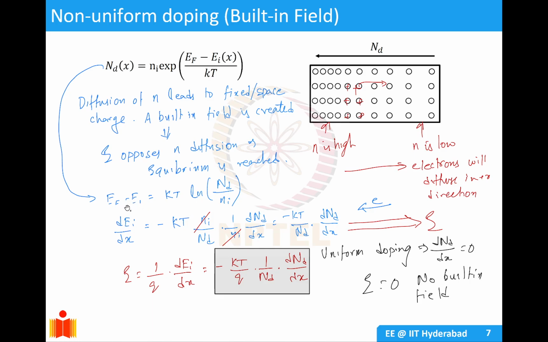So from here you can say EF minus Ei equals kT ln ND by ni. So let's say you have two regions, one where N is high and another where N is low. So you have diffusion of electrons from here to here, but there's no external field, so there should be no net diffusion. So there will be a built-in electric field that opposes this diffusion, so that the net change in concentration is zero.